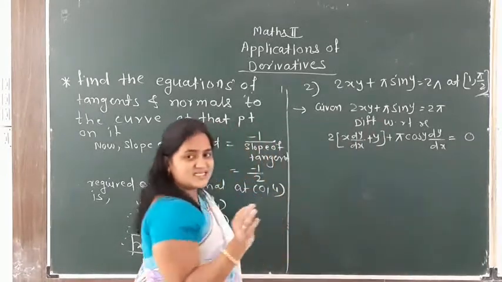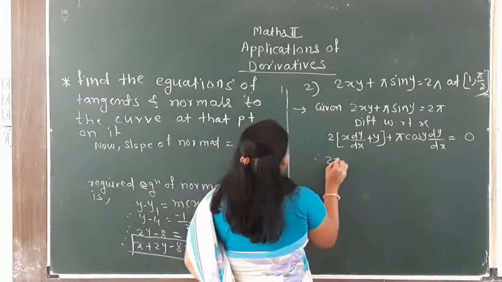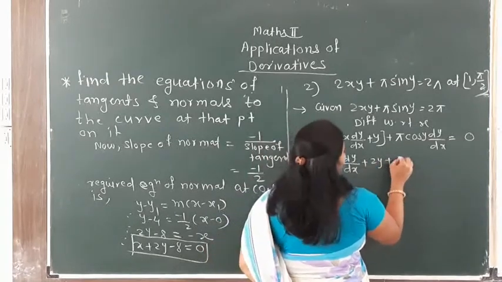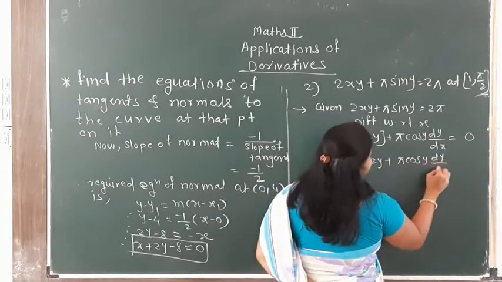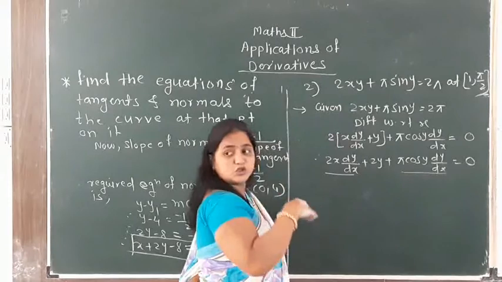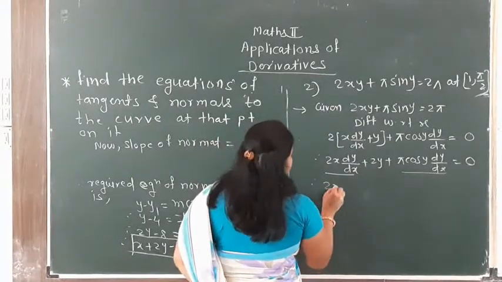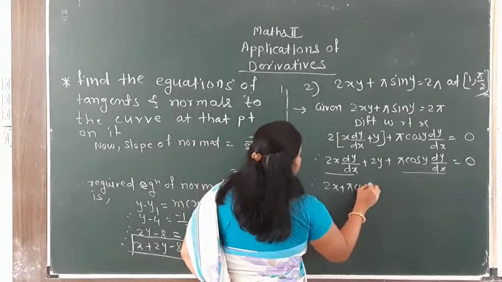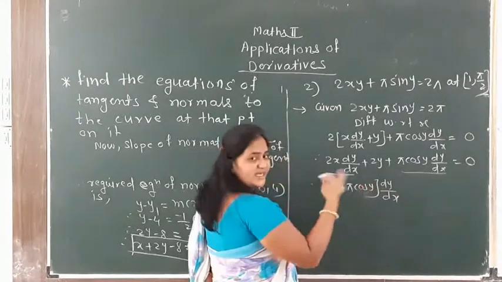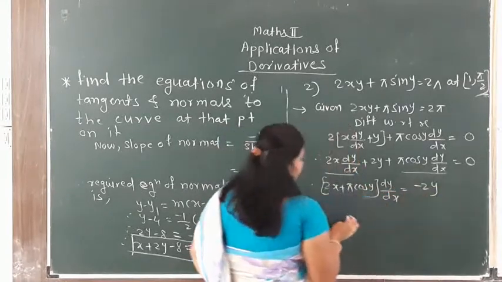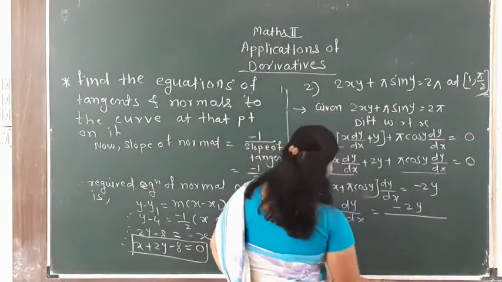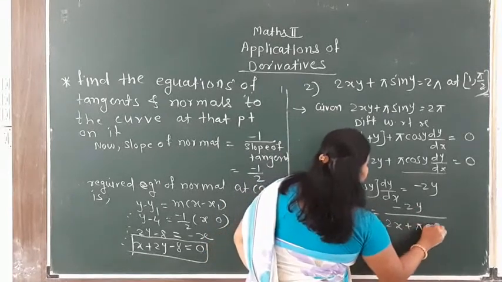Now collect the dy/dx terms together. Simplify: 2x dy/dx + 2y + π cos y dy/dx = 0. Now keep dy/dx terms together, and the other terms go to the RHS. So (2x + π cos y) in brackets, with dy/dx common and taken outside, is equal to −2y. Now dy/dx = −2y divided by (2x + π cos y).